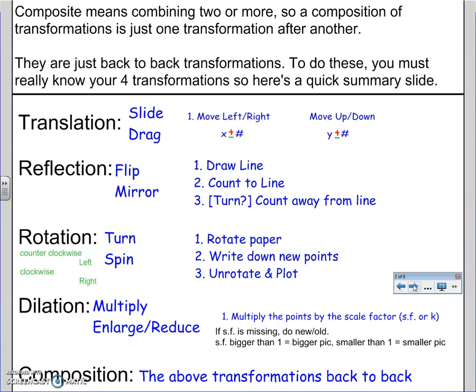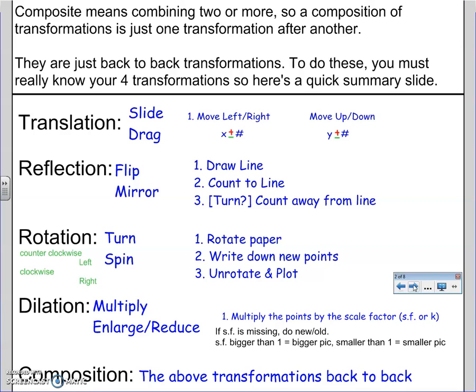So here's a quick summary slide. First is the translation, which is the slide or drag. For the motion, if you see x plus or minus a number, that's just moving left or right. You see y plus or minus a number, that's moving up or down. Reflection, that's when you flip over the line, and that's also the mirror image. The 3 steps are draw the line, count to the line, count away from the line. Remember, the line slants or diagonal. You must count, then turn, then count away.